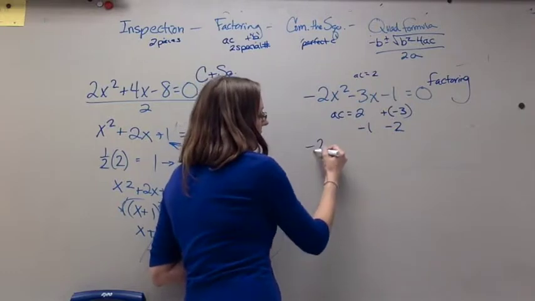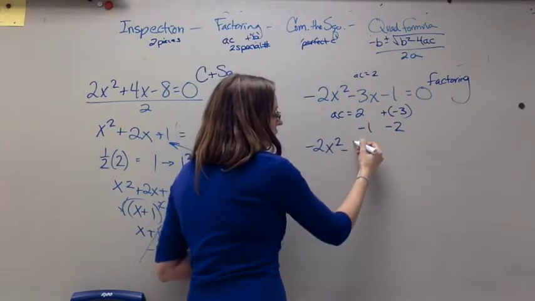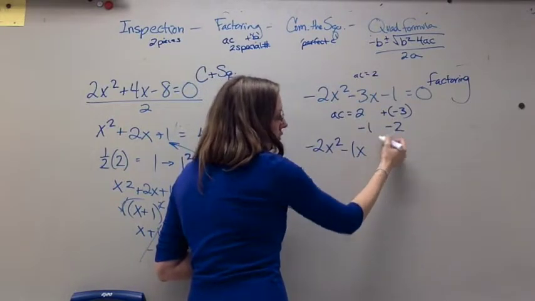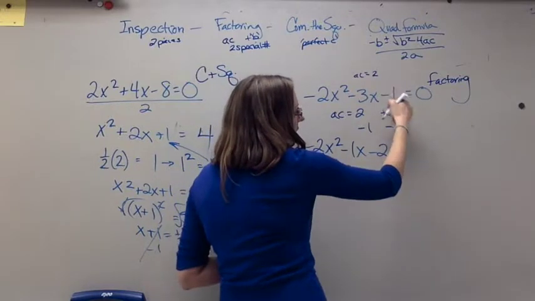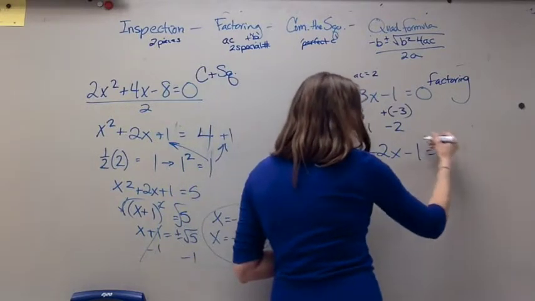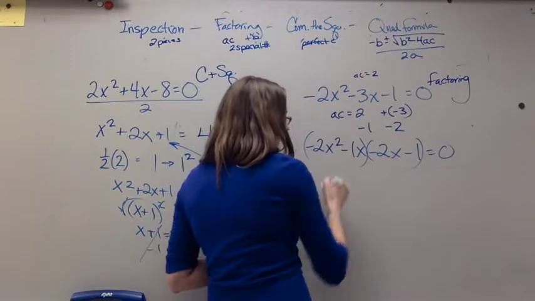I keep my first piece. I'm going to subtract 1x. I'm going to then subtract 2x, and then bring down my c value. I factor by grouping.